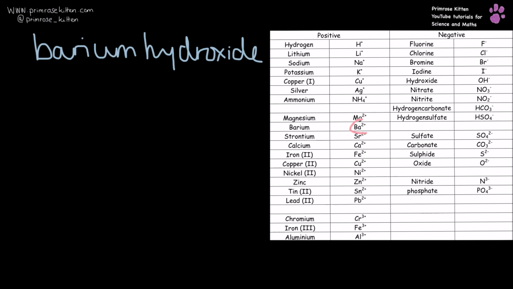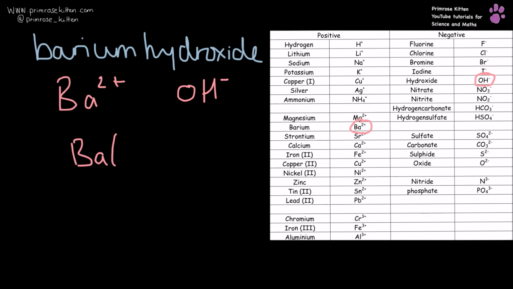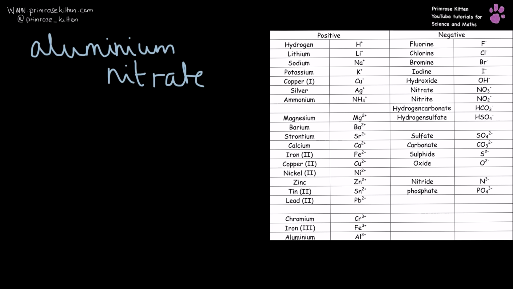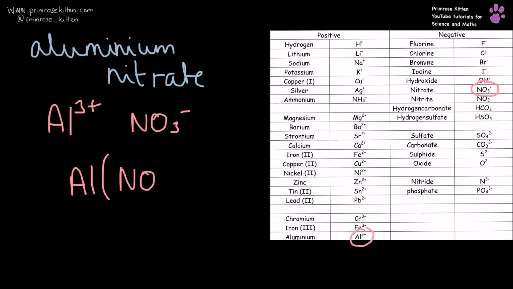Barium hydroxide, Ba2+ OH-. We are going to need 2 hydroxides for every barium. Lithium hydroxide, Li+ OH-. Nice 1:1 ratio going on there. Aluminium nitrate, Al3+ NO3-. So we are going to need 3 negative charges from the nitrate for every aluminium that we get.